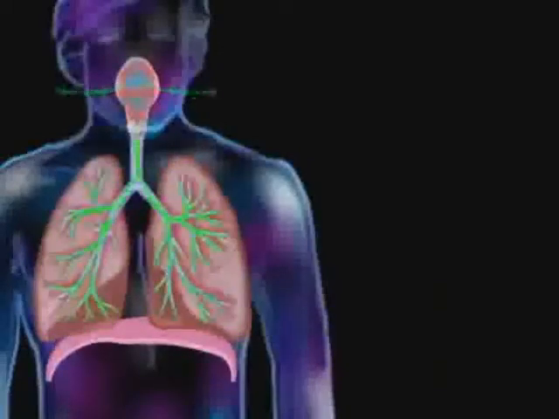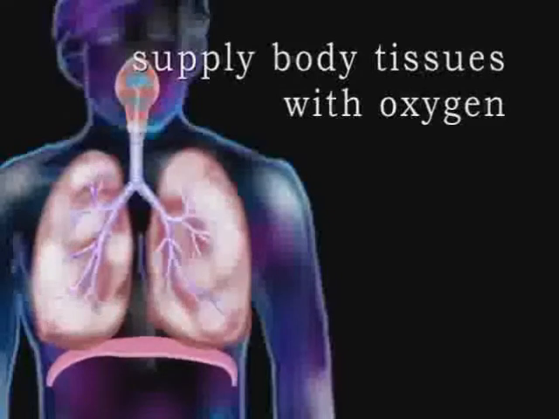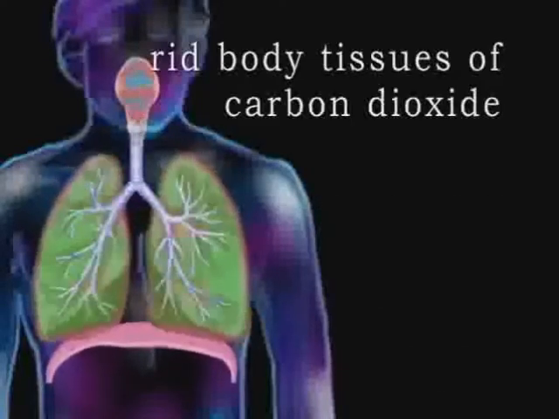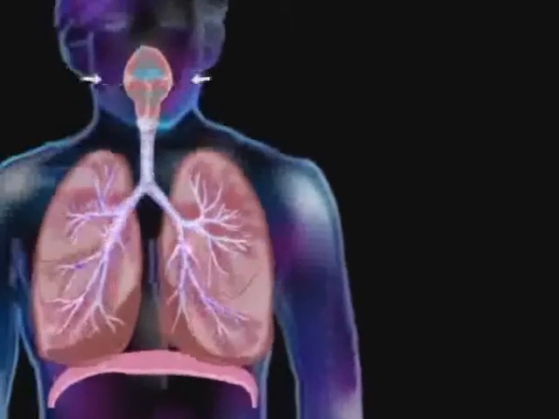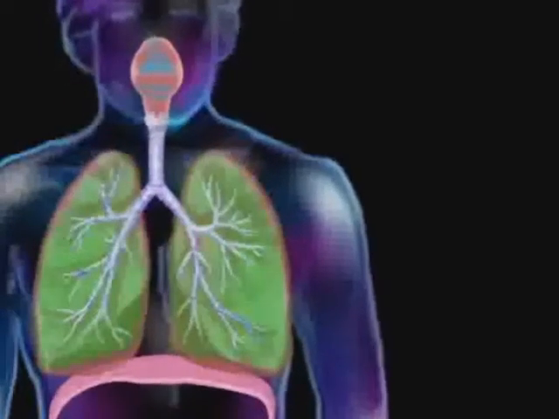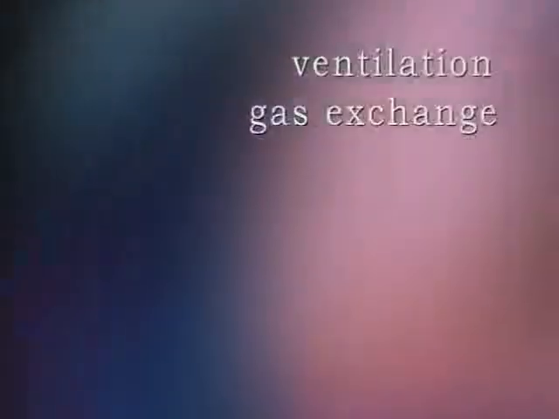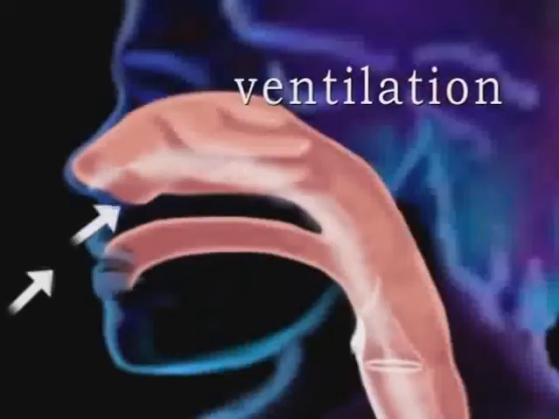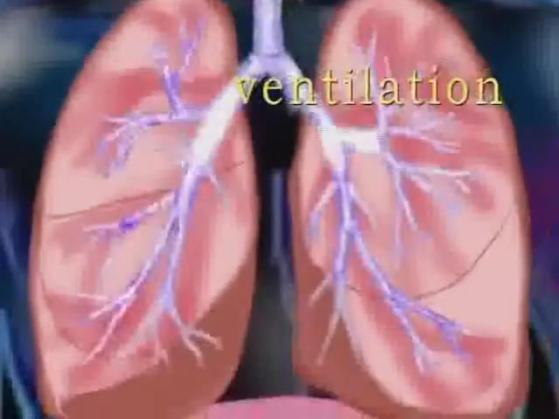The major function of the respiratory system is to supply our body tissues with oxygen and rid them of carbon dioxide. Two separate processes must work properly for respiration to be successful: ventilation and gas exchange. Ventilation is the movement of air through the nose, mouth, throat, and lungs.